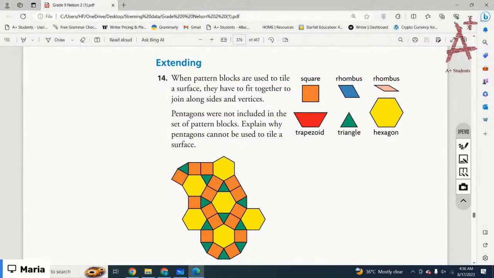So since each interior angle of a regular pentagon is 108 degrees, and that is not a divisor of 360, right? Then it means that tiling with a regular pentagon without gaps and overlaps is not possible. If you're going to put pentagons, you have blank spaces here, right?